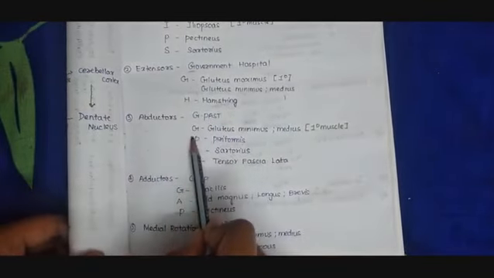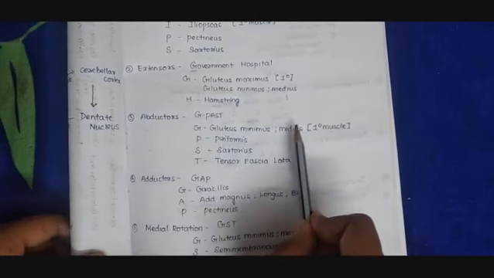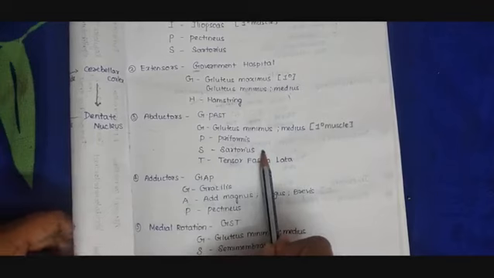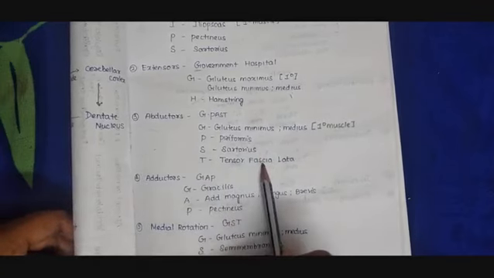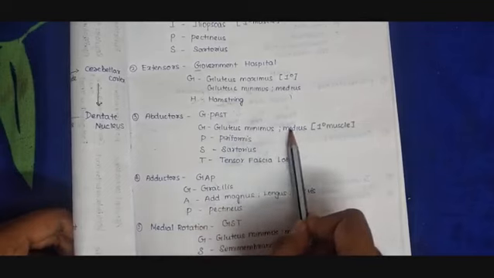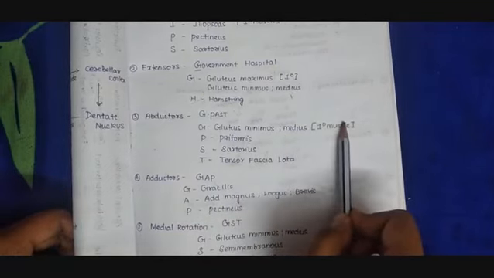Now let us discuss the abductors of the hip. In order to remember the abductors of the hip, we have to remember the mnemonic G-PAST. G stands for gluteus minimus and gluteus medius, P stands for piriformis muscle, S stands for sartorius muscle and T stands for tensor fascia lata. Among that, gluteus minimus and gluteus medius are considered to be the primary muscles.